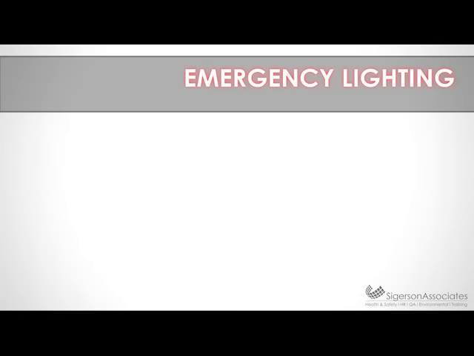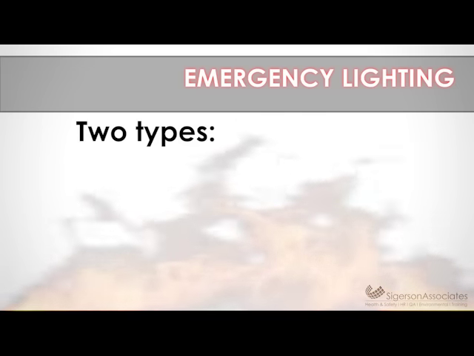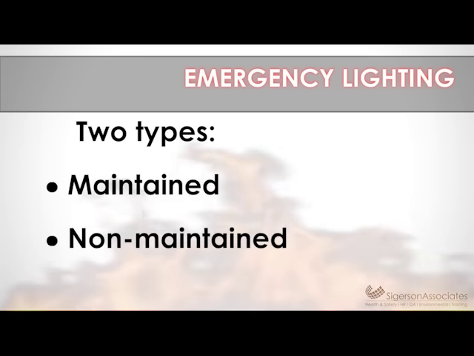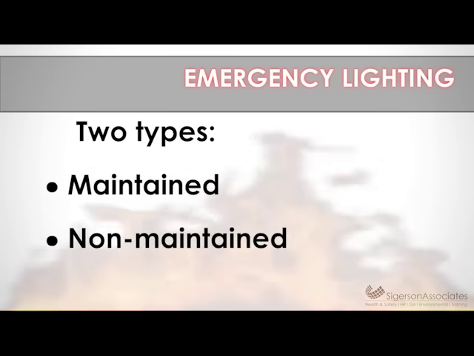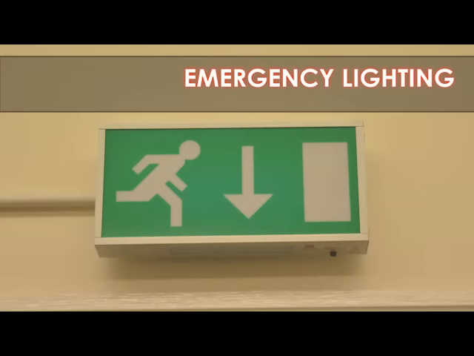Emergency lighting. There are generally two types of emergency lighting, commonly known as maintained and non-maintained units. Maintained units operate at all times. Non-maintained units only operate when normal lighting fails.